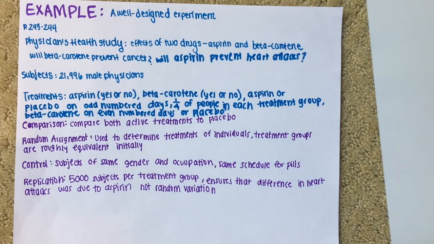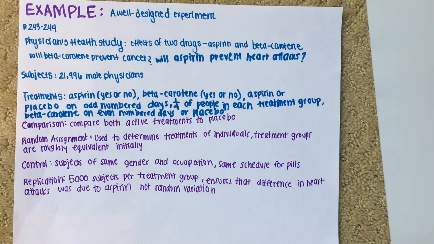So now let's move into an example of a well-designed experiment, and this example can be found on pages 243 to 244 of your textbook. So this example talked about a physician's health study, and it tested the effects of two drugs, aspirin and beta-carotene. And they asked two questions. Will beta-carotene prevent cancer, and will aspirin prevent heart attacks? And the subjects of this experiment were 21,996 male physicians.